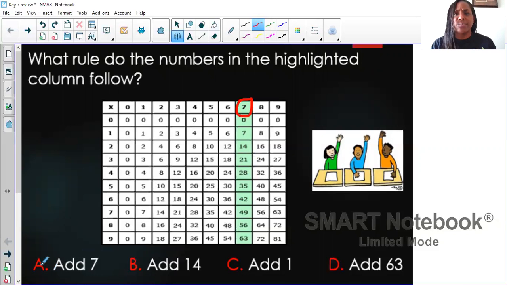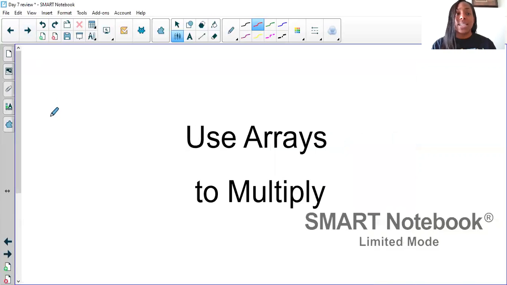A, add 7. That's our maybe. Put our question mark right next to it. B, add 14. So we go from 0 to 14. No. Cross it out. C, add 1. No, that doesn't make any sense. D, add 63. Whoa. No, definitely no. Doesn't make any sense. So what's our correct answer? A. So pretty much we added 7 each time. Very good. Let's go ahead and move on to our day 7 lesson.